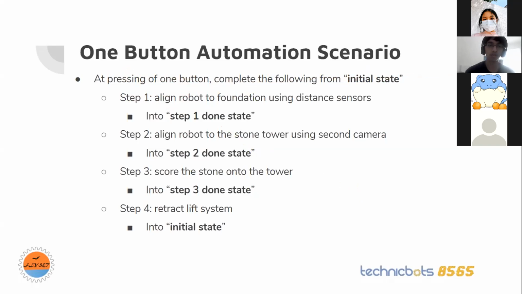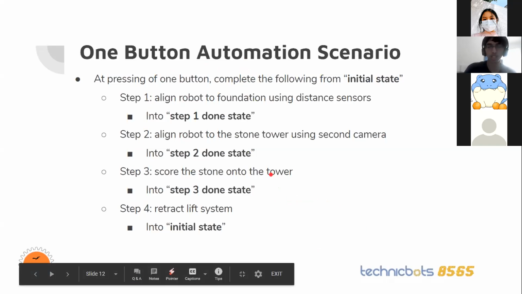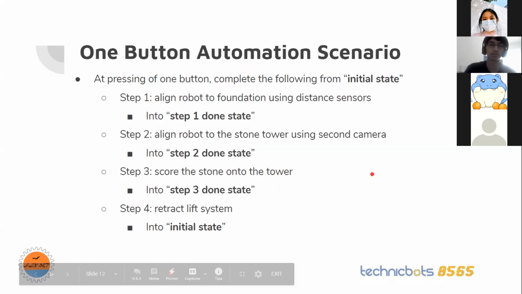And then step 4, it would retract the whole lift system, going into the initial state, which allows it to go through the whole thing again in case we need to score another stone.